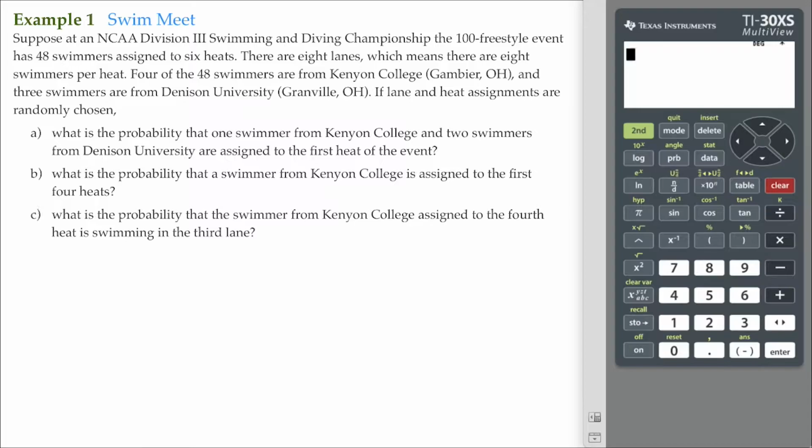So a couple of things to point out. A heat is simply a portion of a competition. Since there are a limited number of lanes in a swimming pool, depending upon the number of entrants, the competition is divided into a series of heats to accommodate everyone. So that's why we have 48 swimmers here. There are 8 lanes to a pool, so there are going to be 6 heats. Also, we have 4 swimmers from Kenyon College and 3 swimmers from Denison.